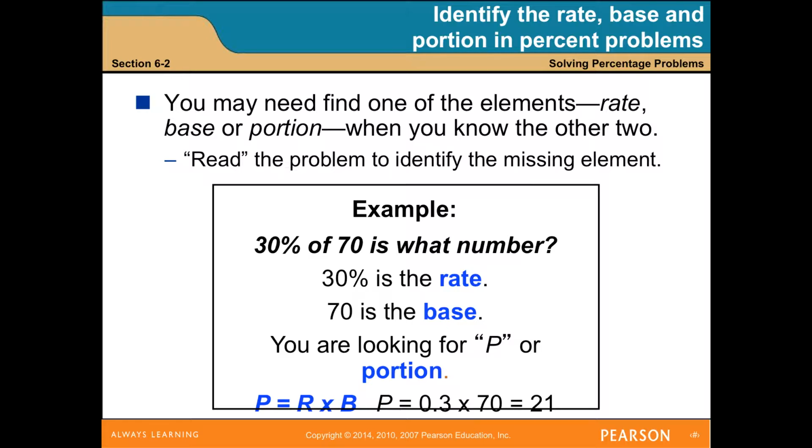So as an example, 30% of 70 is what number? 30% is the rate, 70 is the base. Well, you're looking for P, or the portion. So P equals R times B, rate times base. P equals 0.3, which is the rate, same as 30%, times 70, which is the base, equals 21.